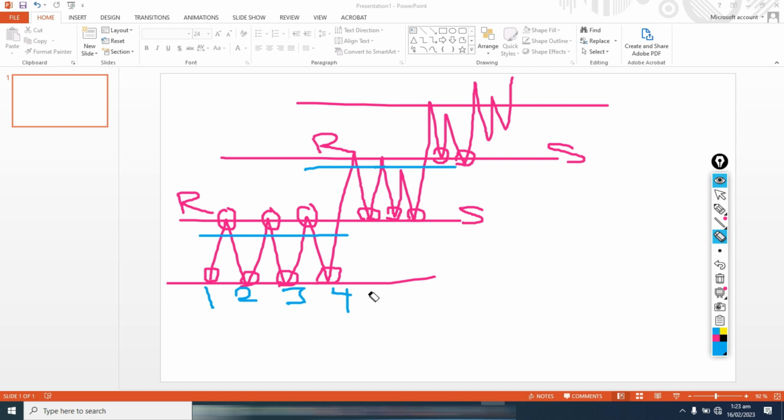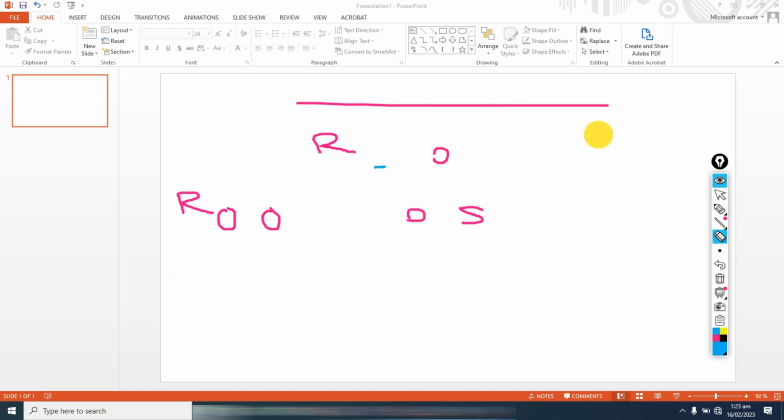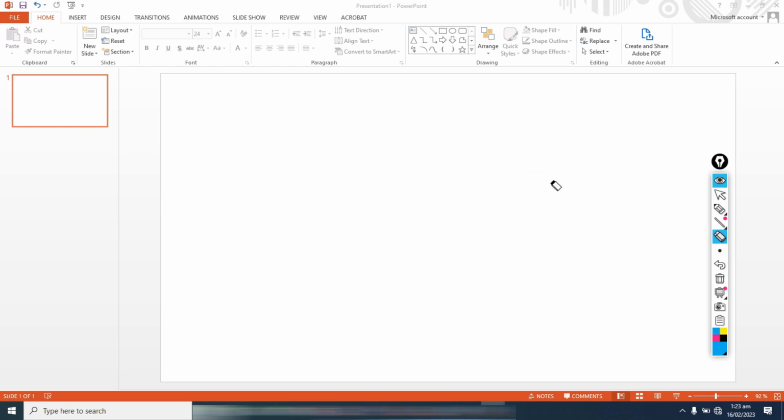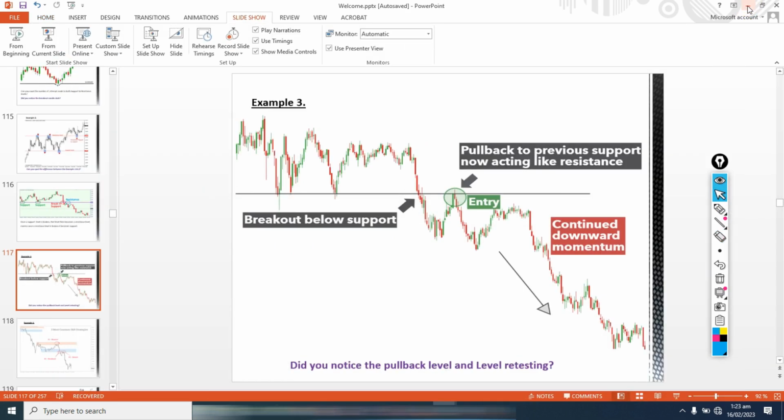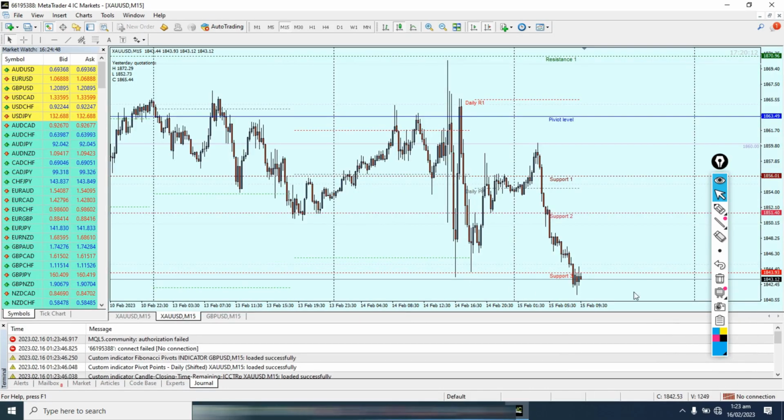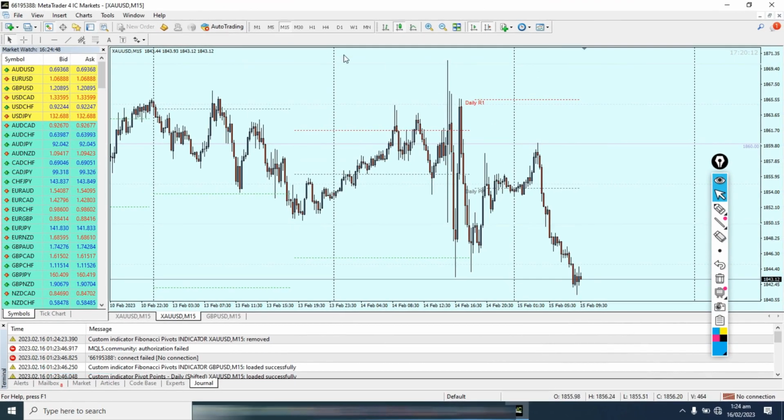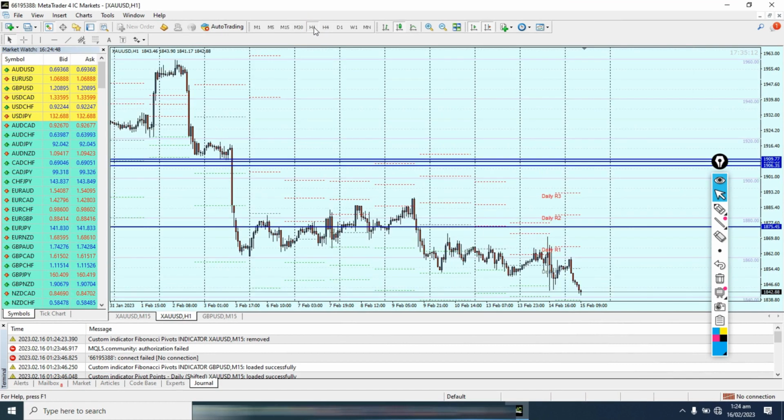Now, with that being said, let's quickly erase this and let's load up our MT4 platform. Having done that, let's quickly look at something here, guys. All right, our MT4 platform is currently loaded up now, and I'm on the 15 minutes time frame.